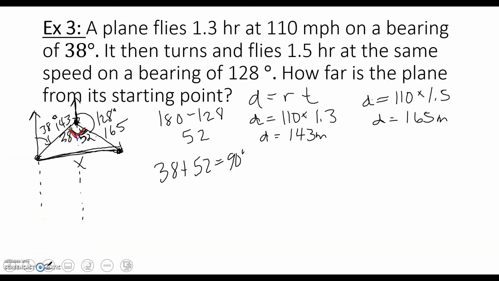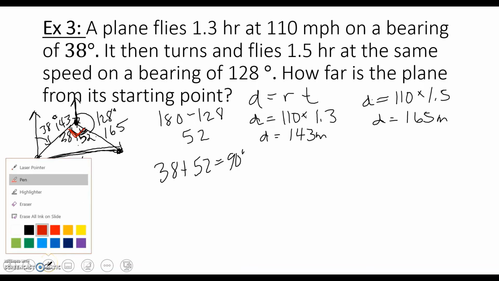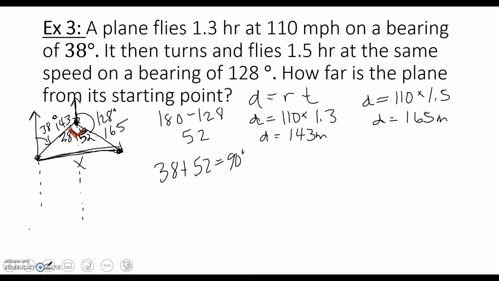This angle in the red is a right angle. That is a 90-degree angle. And that helps us tremendously because we know that whenever we have a right triangle, we can use the Pythagorean theorem, which is a squared plus b squared equals c squared. Since this is the 90-degree angle, this is our hypotenuse.